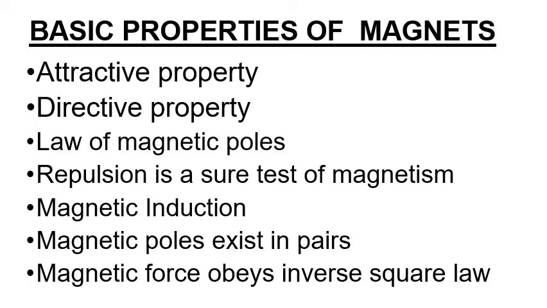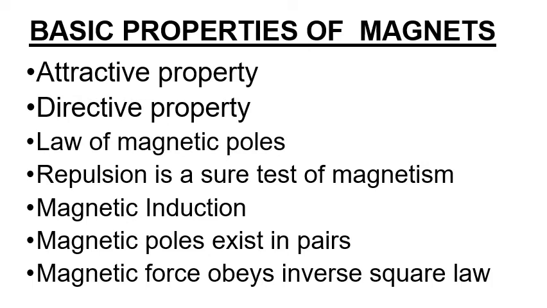Basic properties of magnets. We are going to look at the properties or characteristics that differentiate magnets from other materials of the same dimensions. Although they may all be the same metals, the same color, a magnet will exhibit some properties that will make it different from other materials. And what are these properties?